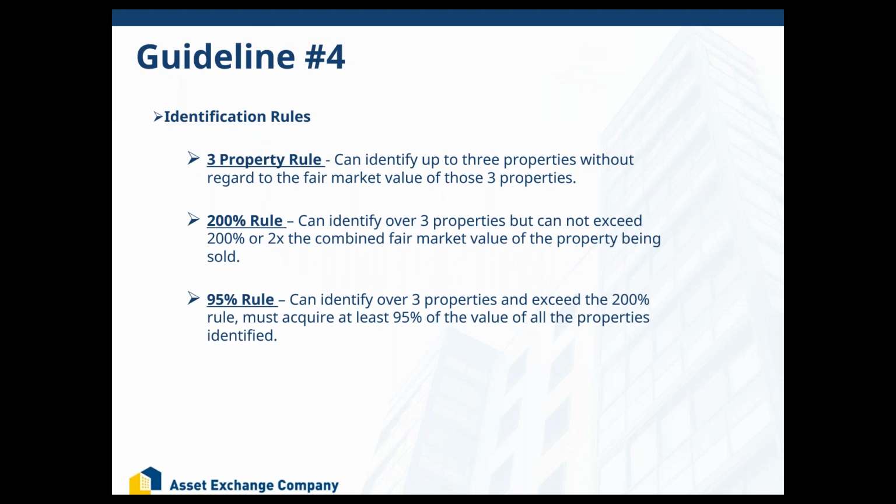What that means is if you identify more than three properties, the combined purchase prices of all those properties that you've identified cannot exceed 200%, or two times, whatever the sales price was on the property that you sold, the relinquished property. Now, if you want to identify more than three properties and also exceed the 200% rule, you can do that as well, but you're going to fall into this next rule.